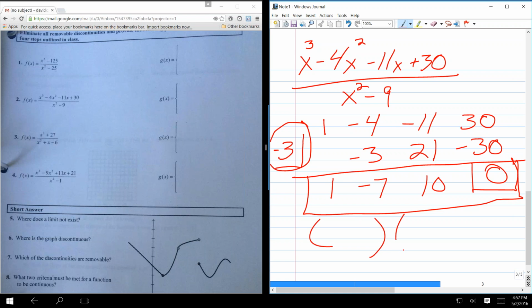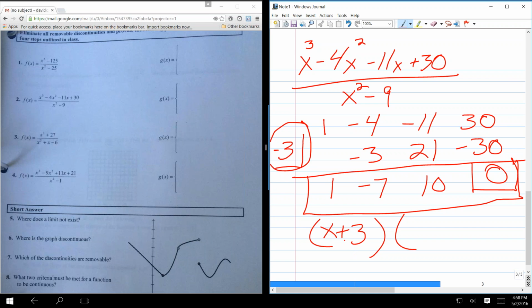So x minus 3 would cancel? No, it's actually x plus 3. Would the number cancel? Well, yeah, but not yet. Okay. We're still just trying to factor the numerator. The fact that minus 3 was one of the zeros means x plus 3 is the linear factor. Okay. Remember, it's always the opposite sign.